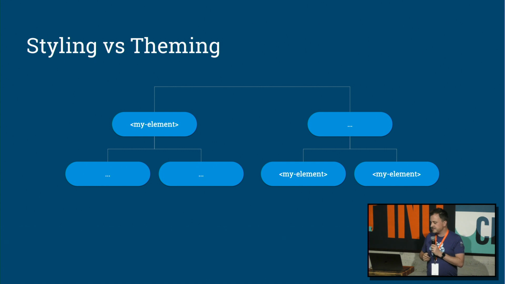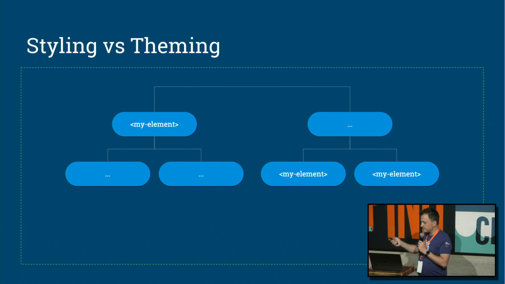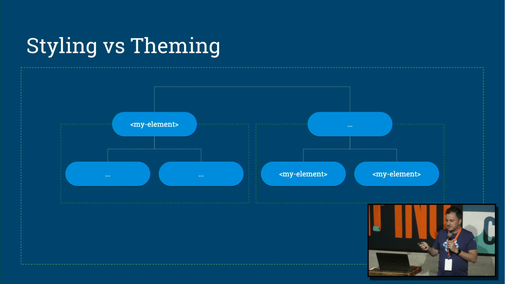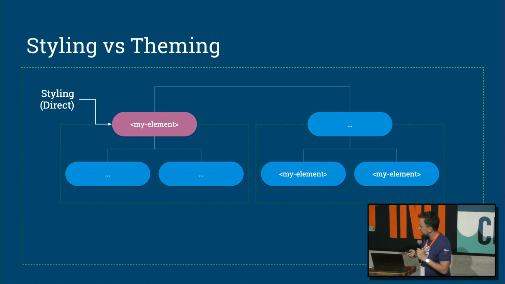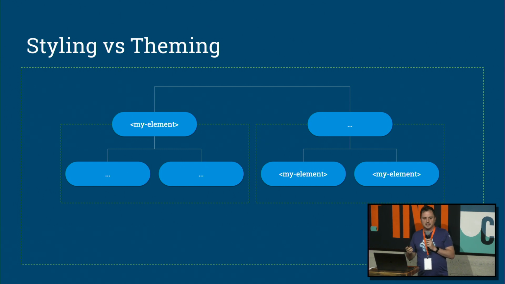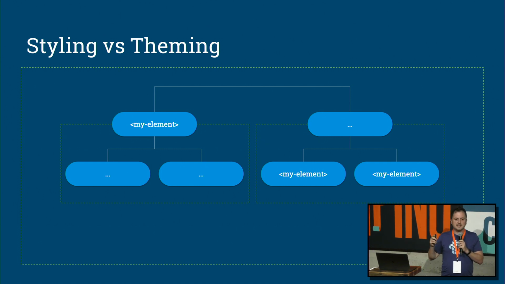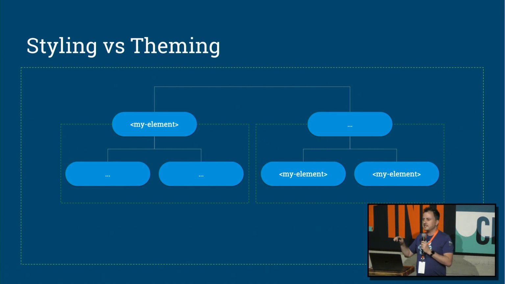Likewise, we have this dimension styling versus theming. So when you use a component inside of a page, you have an inherent scope in that page. That's going to be this scope here. And when we talk about styling, what I mean is that you directly style the elements that are in your scope, the elements that you're actually using, not the elements that those elements are using to build themselves with, right? So this would be direct styling.